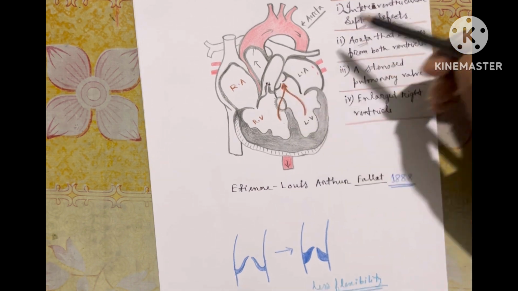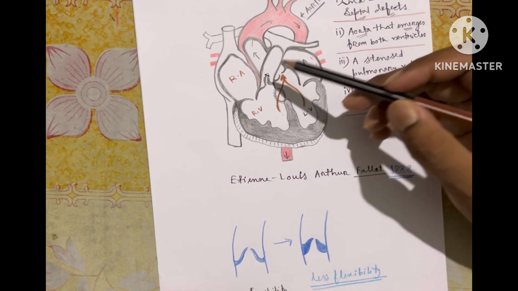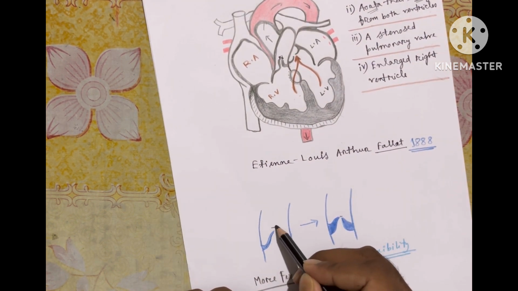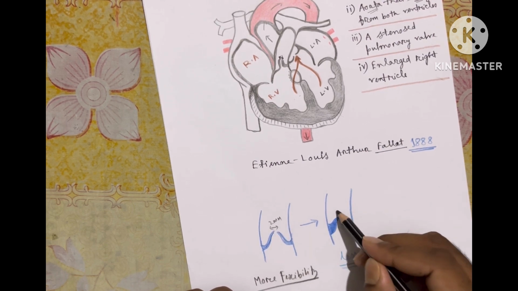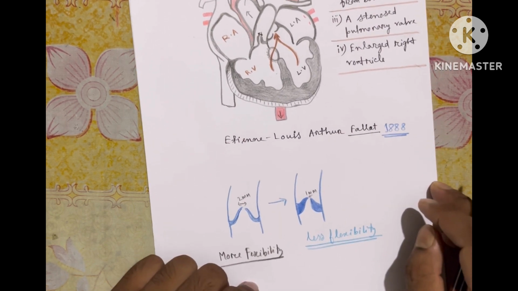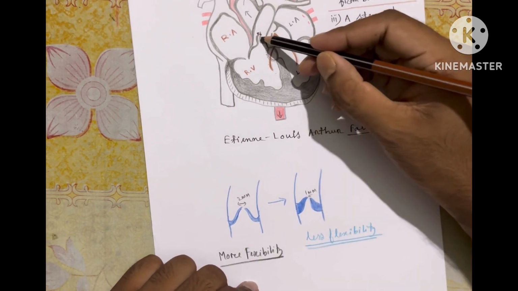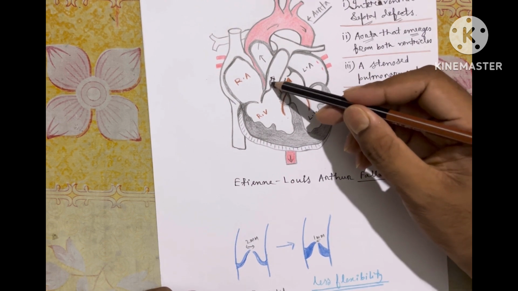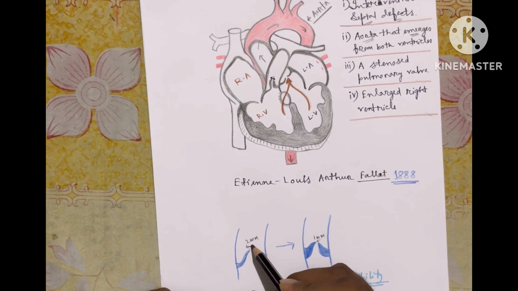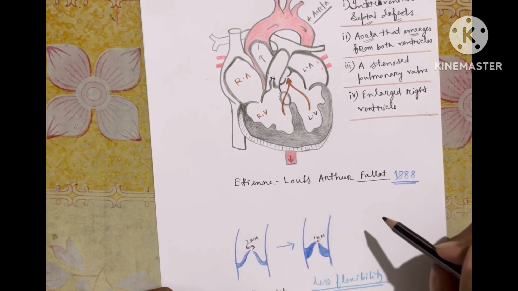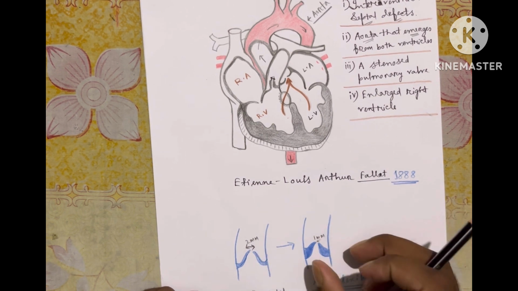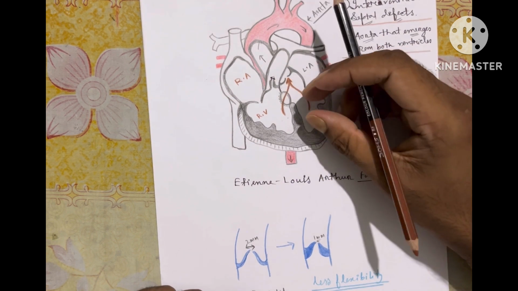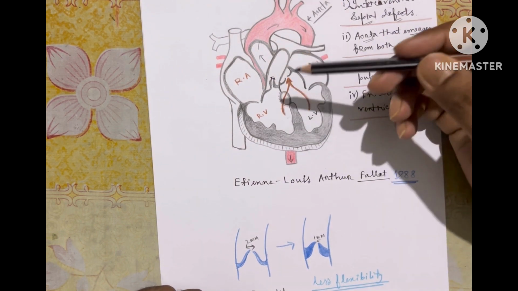So what is the stenosis of the pulmonary valve? The gap between the openings becomes narrower. If it was 2 millimeters, now it becomes 1 millimeter. The gap between both the cusps, both the cusps lose their flexibility, and even the diameter or gap between both the cusps becomes smaller and thicker. The gap between both the cusps becomes smaller, and they lose their flexibility.